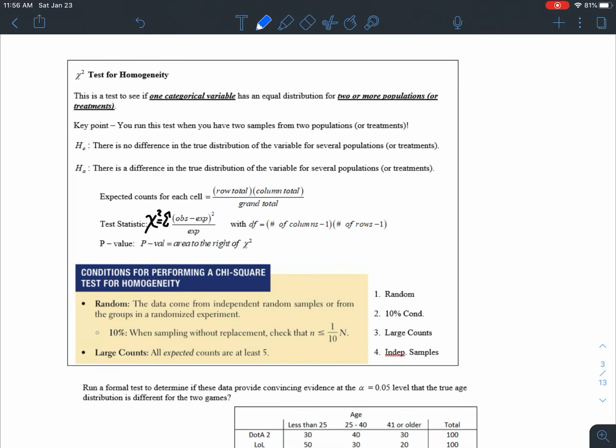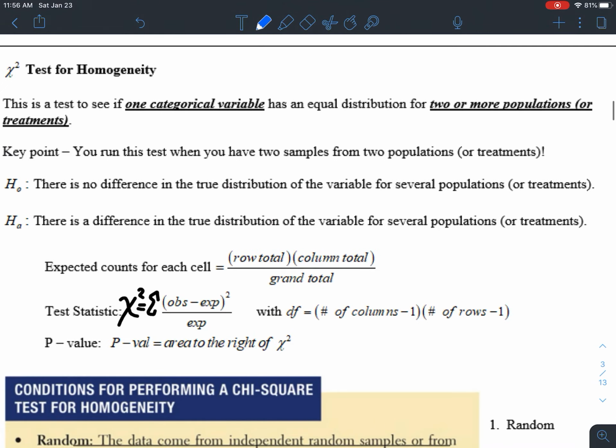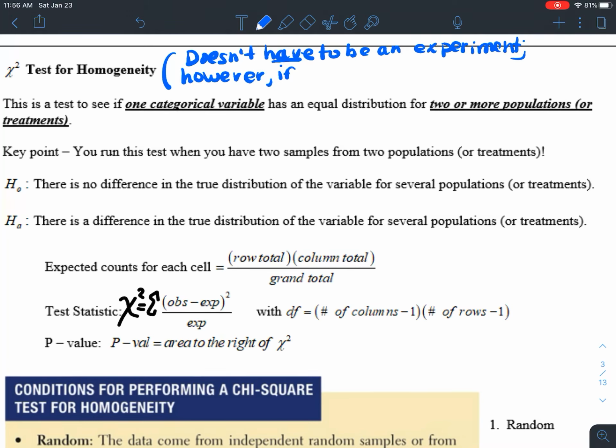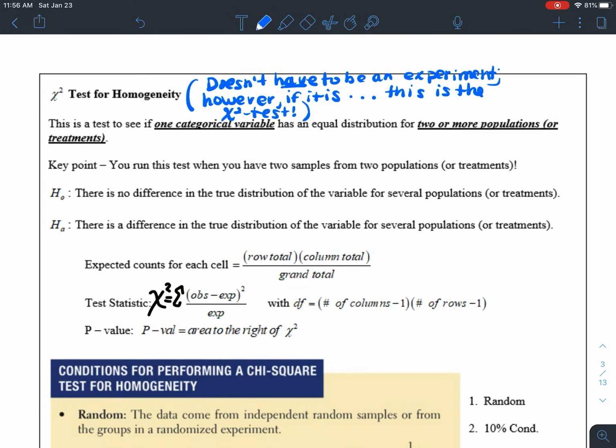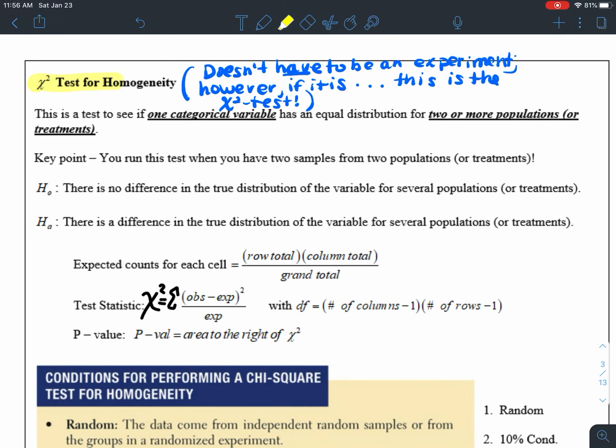I would like for you to go ahead and make this little note here right across from where it says chi-square test for homogeneity, is that it doesn't have to be an experiment, okay? It doesn't have to be an experiment. However, if it is, then this is the chi-square test that you should use. Okay, when we're done with this chapter, we will have uncovered 3 different chi-square tests. This is the one that, if it is an experiment, that you're going to use.